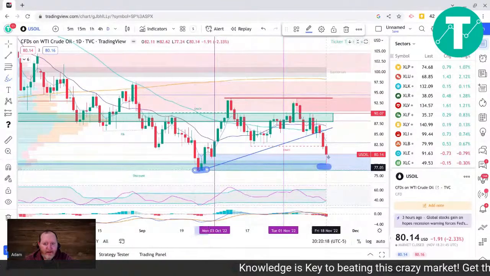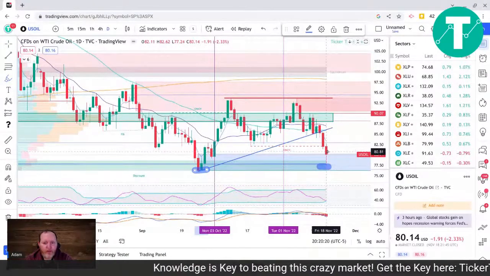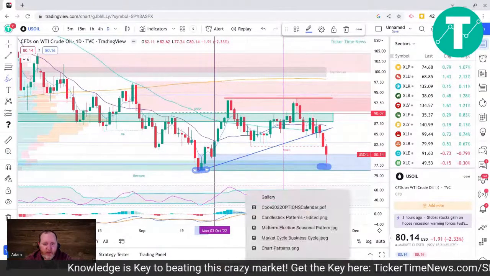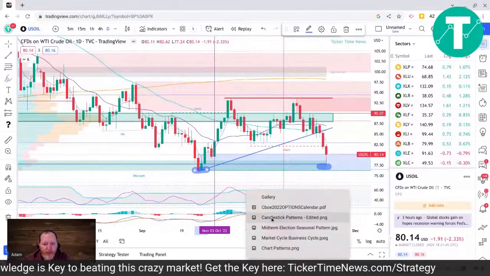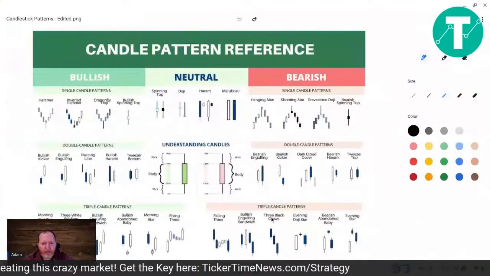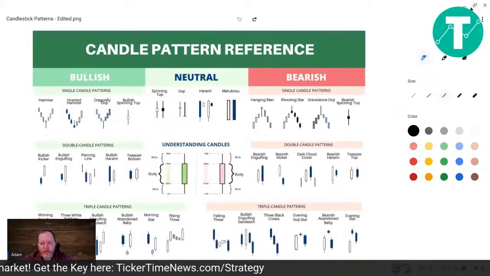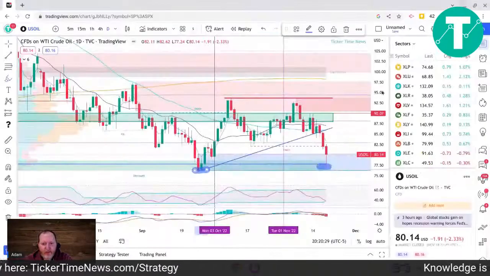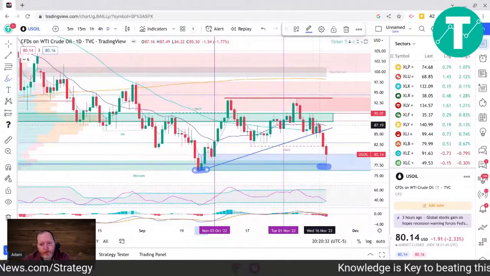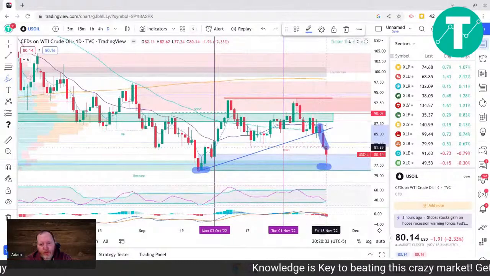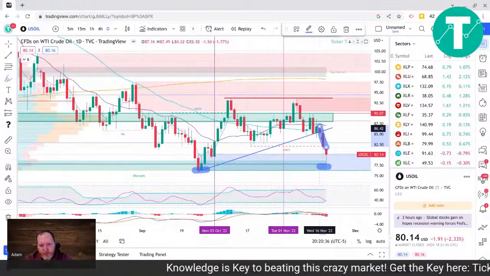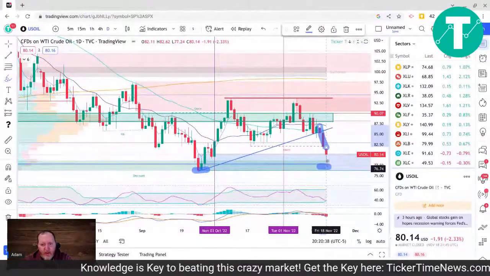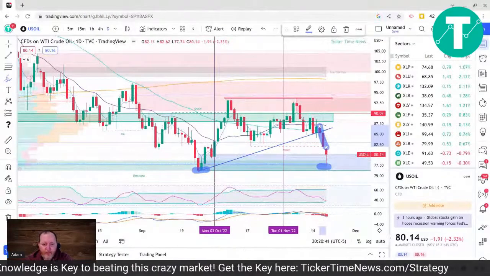Holding that and bouncing off of it was awesome. And if we go look at our candlestick patterns, when you see that you are coming down like this in these 3 days of red, and then you have a big wick on that.